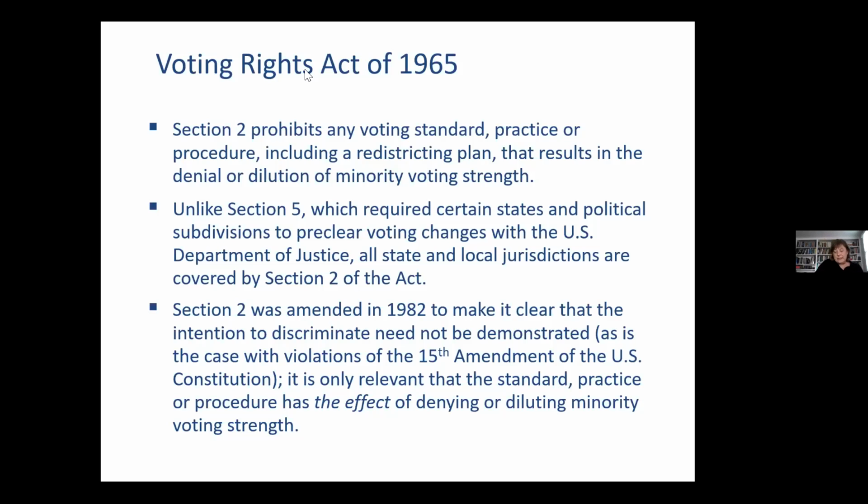It was amended in 1982 to make it clear that plaintiffs bringing a challenge did not have to prove that the jurisdiction had intentionally discriminated against minority plaintiffs. Instead, the idea was that they simply had to show that, for example, the redistricting plan had the effect of denying or diluting minority voting strength.